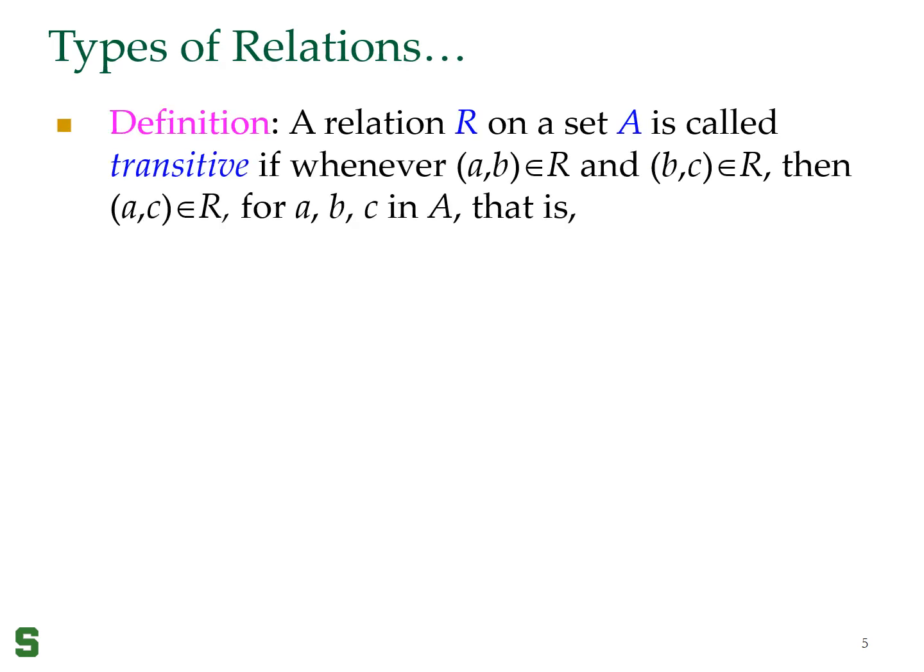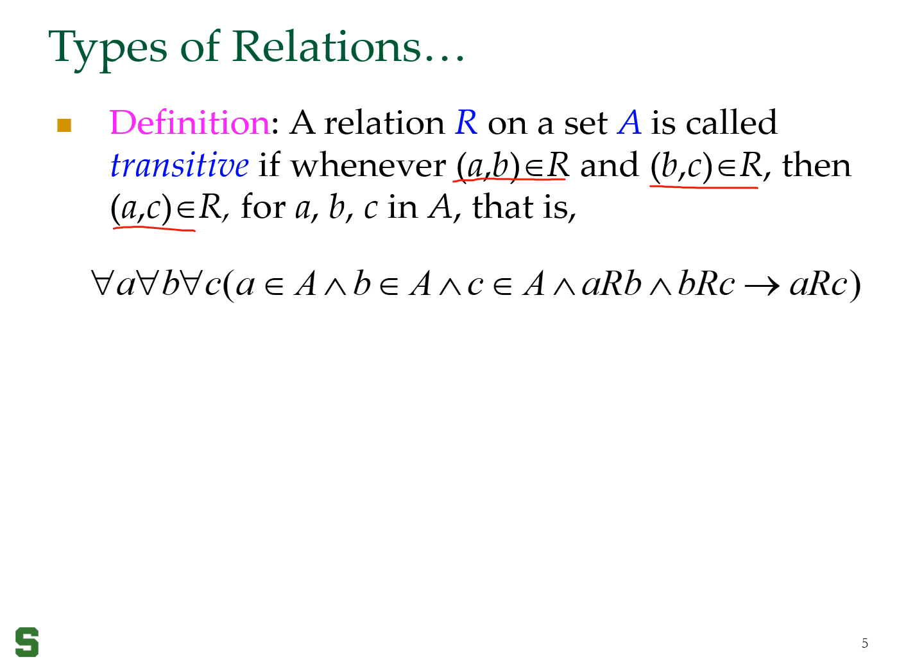The next property is transitive. Transitive says if the element AB is in the relation and the element BC is in the relation, then AC must be in the relation. For any A, B, C, if ARB and BRC, then this must imply ARC.